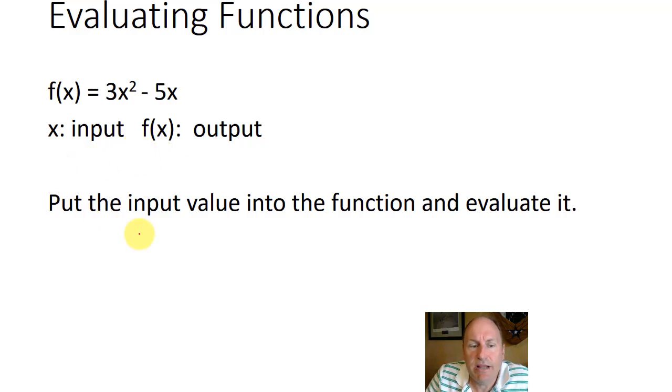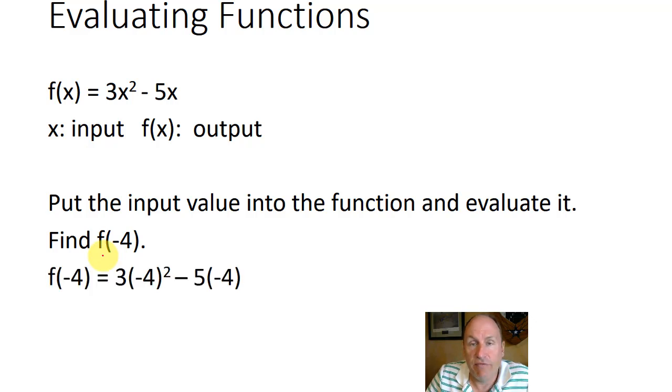And how we do this is we're going to put that input value into the function and evaluate using the rule of the function. A function is very much like a machine on an assembly line. We have input, something happens, and then something comes out. So let's find f of negative 4. That's how you say it, f of negative 4, because the function depends on the negative 4. Negative 4 is the input. So f of negative 4, I'm going to put that input value of negative 4 into all the x's, all the input variables. So this becomes 3 times negative 4, the quantity squared, minus 5 times negative 4. So everywhere I have an x in the original function, I'm replacing that now with a negative 4.